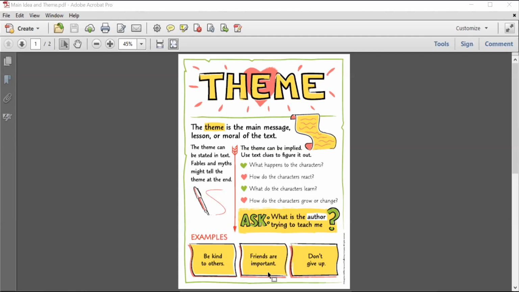Another theme is friends are important. For me, and probably a book that you have read, is Charlotte's Web. Charlotte and Wilbur's friendship was very important to both of them, particularly Wilbur, because he was about to be slaughtered before Charlotte decided to write her web messages, and then everyone all of a sudden became interested in him. Now, friends are important is probably not the only theme in Charlotte's Web, but it's definitely one of them.